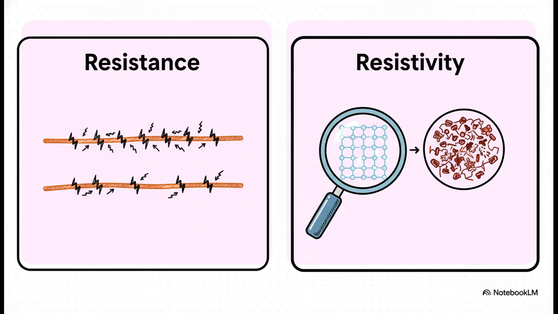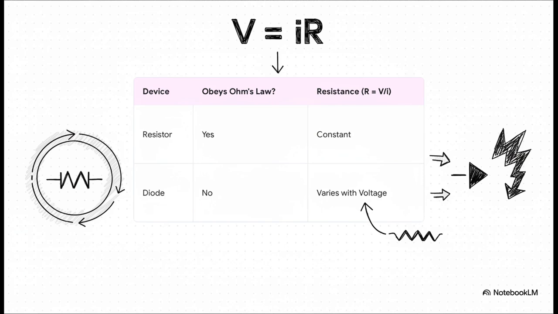Now, this brings us to Ohm's law, and here's something that trips a lot of people up. Ohm's law isn't just the formula V equals IR. That's actually just the definition of resistance. Ohm's law is the specific claim that for some materials, that resistance value stays constant. As you can see in the table, a simple resistor, well, it obeys Ohm's law. But lots of other components, like a diode, absolutely do not. Their resistance changes all over the place depending on the voltage you apply to them.